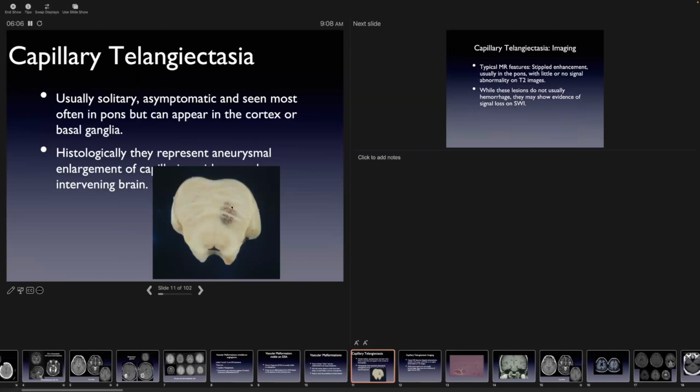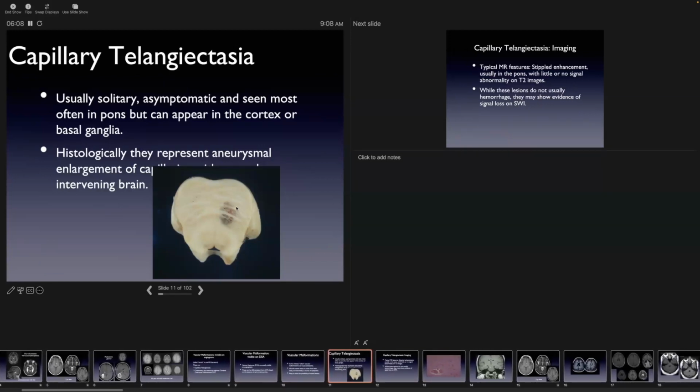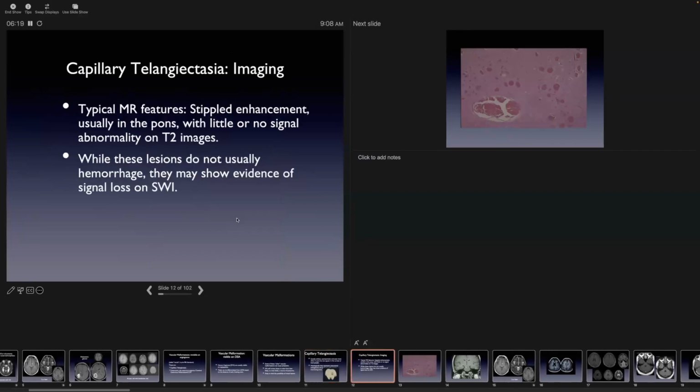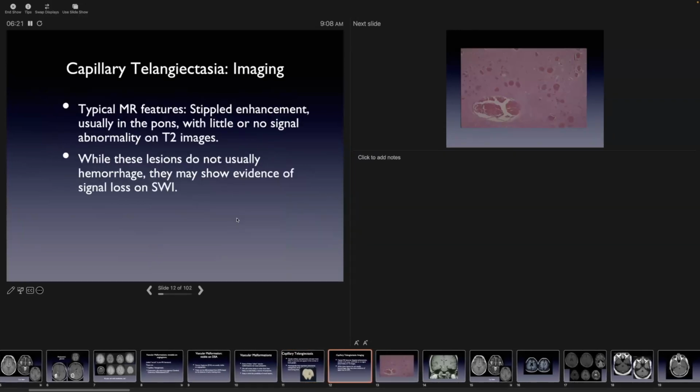Here you can see on this autopsy specimen, this is a relatively large capillary telangiectasia, but you notice how you see the normal structure of the brain through it. These are dilated capillaries. Typically seen is stippled enhancement with little or no abnormality on T2 weighted imaging. And while they do not hemorrhage, they can show evidence of signal loss on susceptibility weighted imaging.